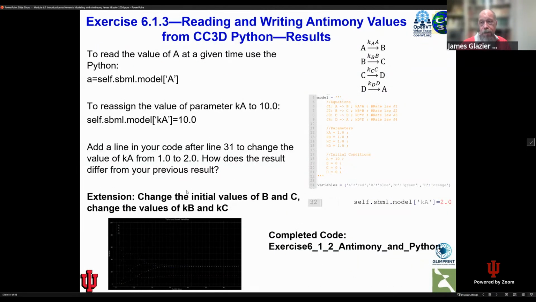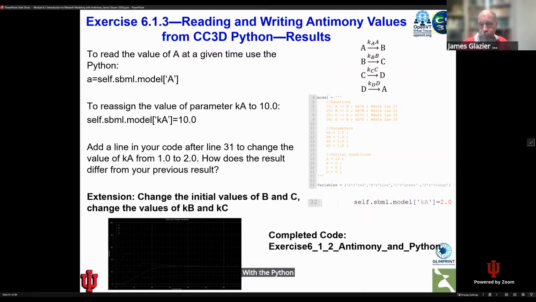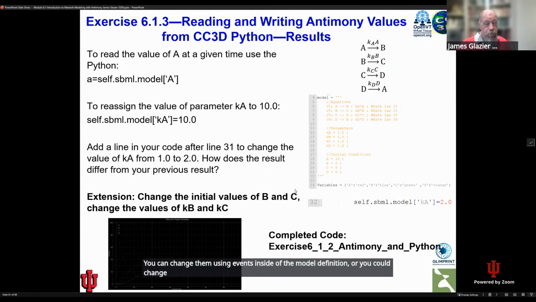Okay, here's what I got. You can change the values of parameters: Ka equals 10, or K equals 2 or 1. You can do that either at the beginning or at any time during the run with the Python. You could change the initial values of B and C. You could change the rate constants, KB, KC. So you can change them in the initial model definition, you can change them using events inside of the model definition, or you could change them from CompuCell Python. You have 3 ways of doing that.